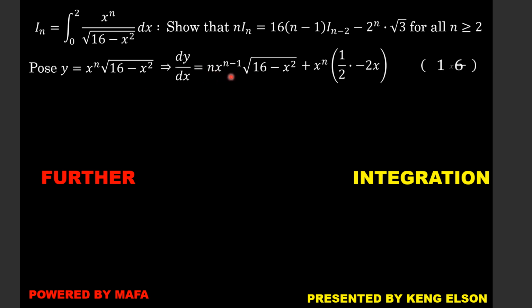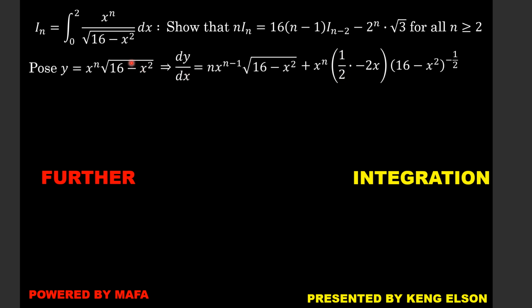So now I am going to keep x to the n constant. I'm going to differentiate the square root of 16 minus x squared. How do I differentiate the square root of 16 minus x squared? I need to differentiate the interior, which will give me negative 2x. Then I drop the power. If I write the square root of 16 minus x squared as 16 minus x squared to the power half, I'm dropping the half.